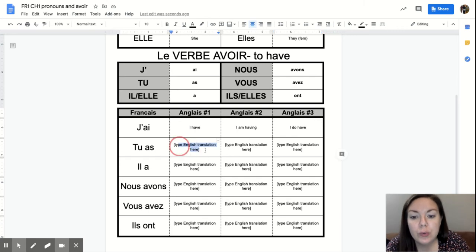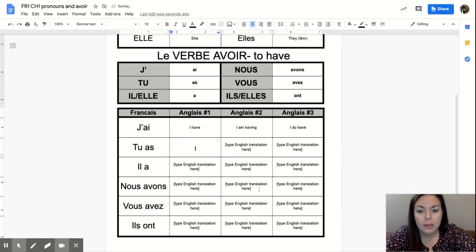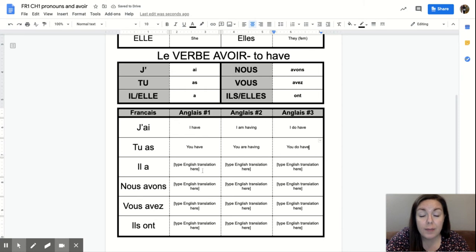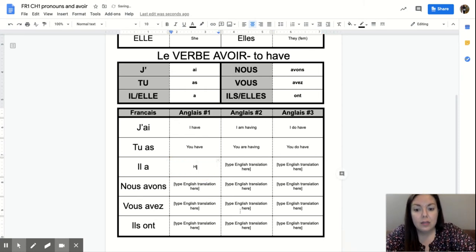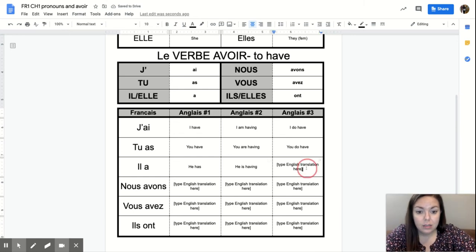So then we have tu. So that could be you have, you are having, you do have. Remember that tu is for informal, people that you are friendly and familiar with. Il a, so it could mean he has, he is having, or it could mean he does have.